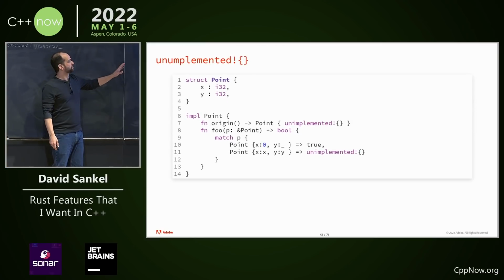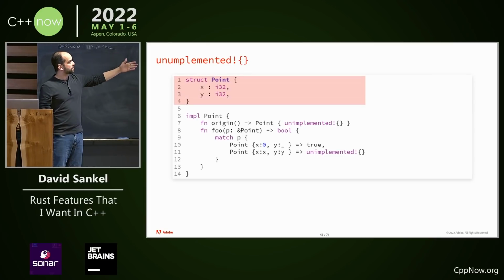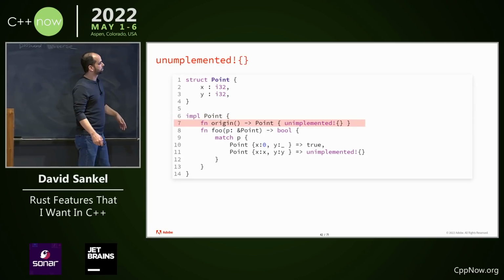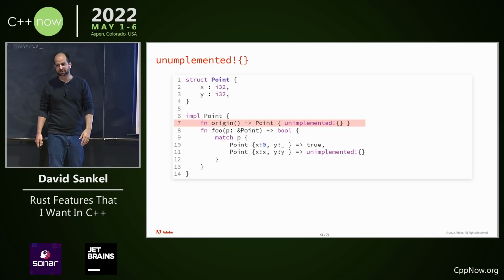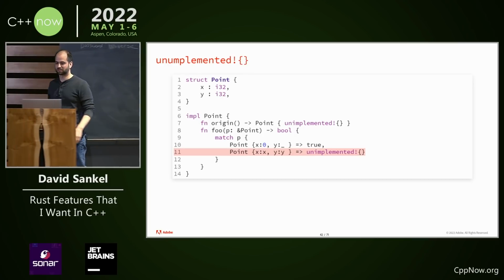All right. So here's another cool thing. It's called unimplemented. It's pretty basic. We have a struct point. Basically, this is where you write your member functions in Rust. Just ignore that part. But basically, I have a function that I have declared here called origin. It returns a point. In the body, I just threw this unimplemented thing. And that compiles just fine. Like here's a function called foo where I match different things. And part of it, I just threw this unimplemented piece here. Why?